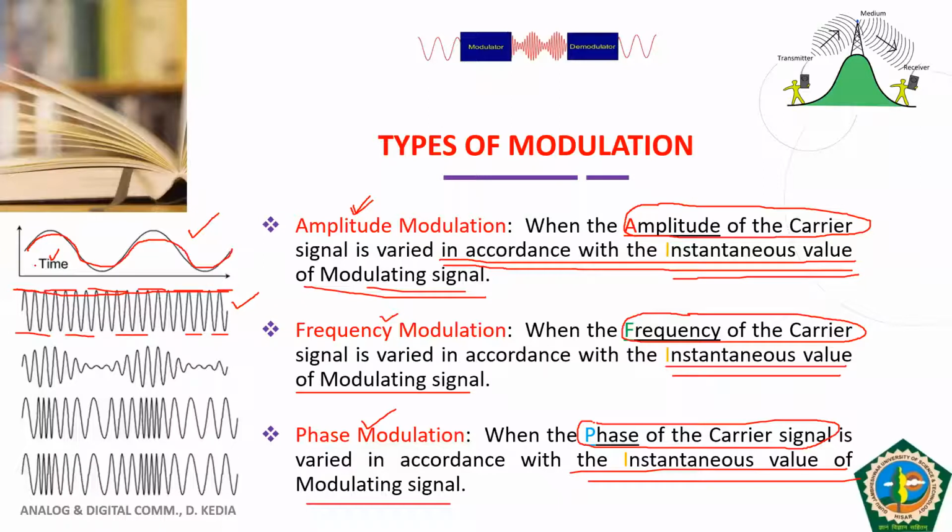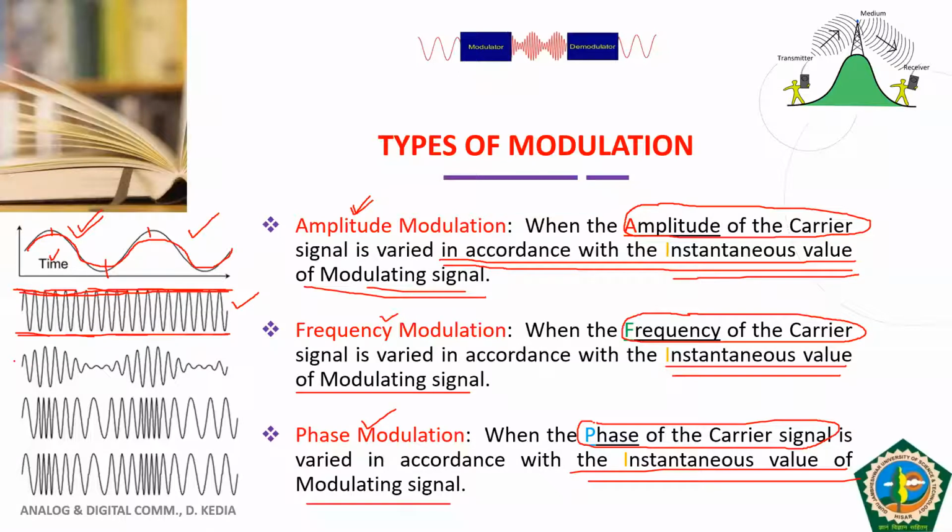So now what is happening in the modulating signal? The amplitude of the modulating signal, or instantaneous value, is first increasing, then getting maximum, then decreasing, then getting minimum, then maximum. Your modulating signal is changing like this, and your carrier amplitude is fixed. So what do we have to do? The amplitude is to be changed.